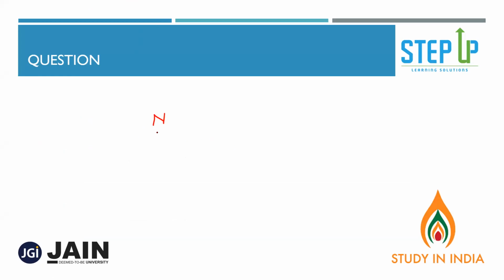Okay, so this is north and then this is south, all right? This side is east and this side is west. On your right is east, on your left is west. On everyone's right is east and on everyone's left is west.